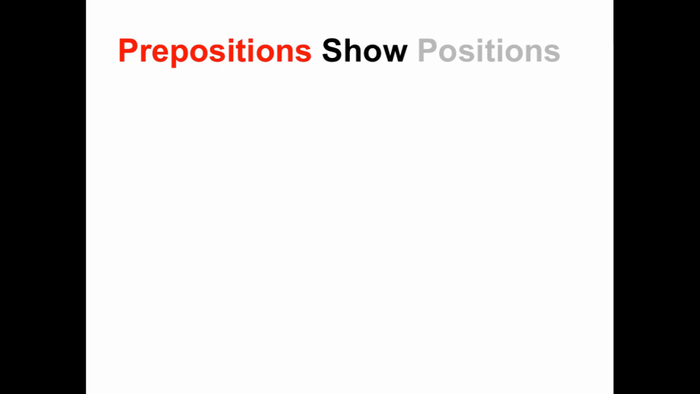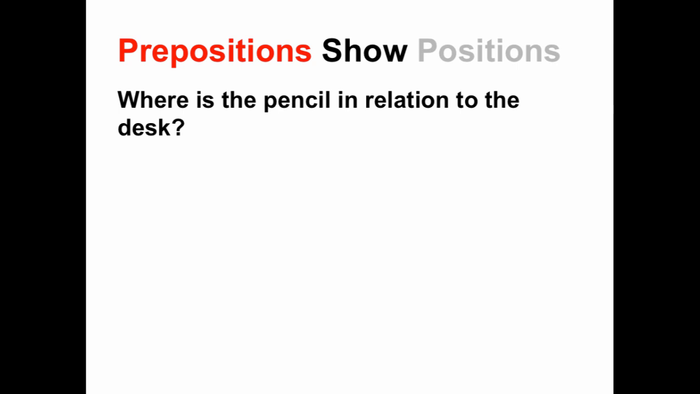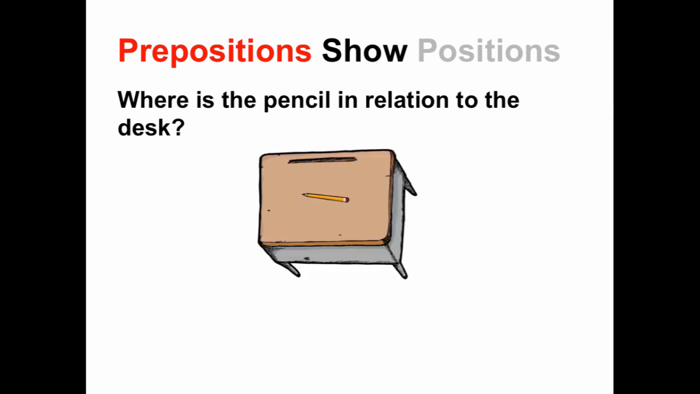Here's an exercise to help you understand this. Where is the pencil in relation to the desk? The pencil is on the desk. On is the preposition here. It's showing the relationship between the pencil and the desk. The pencil is on the desk.